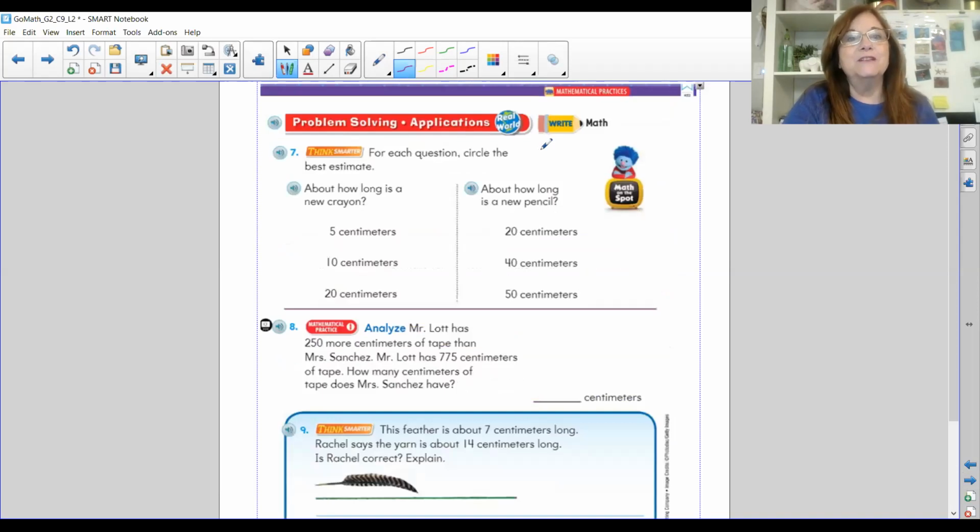Moving on to the next page, we have math on the spot. And for each question, we are going to circle the best estimate. So about how long is a new crayon, and about how long is a new pencil? So we're going to move to our Math on the Spot and see what they say.